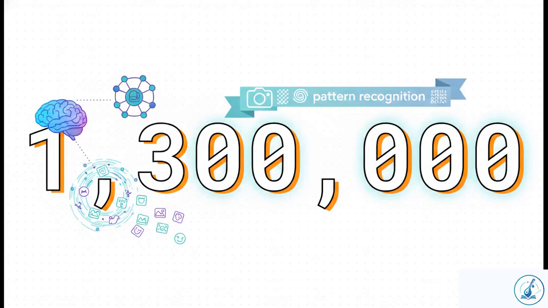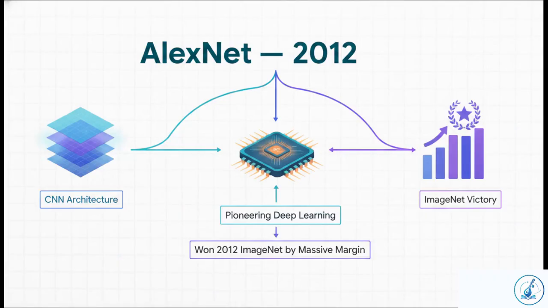1.3 million. That massive number represents the exact amount of images a specific 2012 model was trained on just to master pattern recognition. That model was AlexNet. It's a landmark pioneering deep convolutional neural network, or CNN, that absolutely revolutionized computer vision. Developed by Alex Krizhevsky, Ilya Sutskever, and Geoffrey Hinton, it proved that deep learning models could drastically outperform traditional machine learning techniques in image classification. By combining massive datasets, optimized neural networks, and raw GPU number-crunching horsepower, AlexNet won the 2012 ImageNet Challenge by a massive margin. It was a true watershed moment.